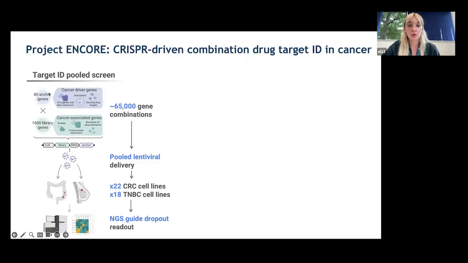So these dual guides were delivered to Cas9 expressing cells using pooled lentiviral delivery. And you can see that a large number of Cas9 expressing cell lines were selected and screened, and these were chosen based on having a variety of different biomarker backgrounds so that we could assess the effect of genes in a specific mutant background context. And then the readout for these screens, so after delivery of the dual guide and growth for a set period of time, the genomic DNA was isolated, and then the abundance of guides was assessed by next generation sequencing.